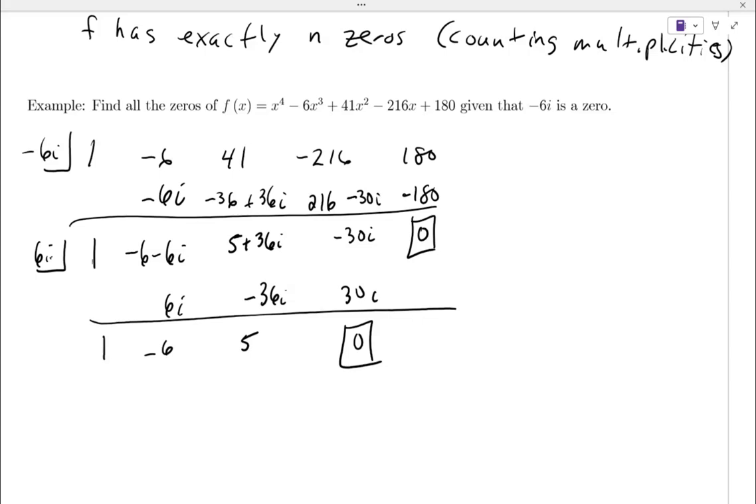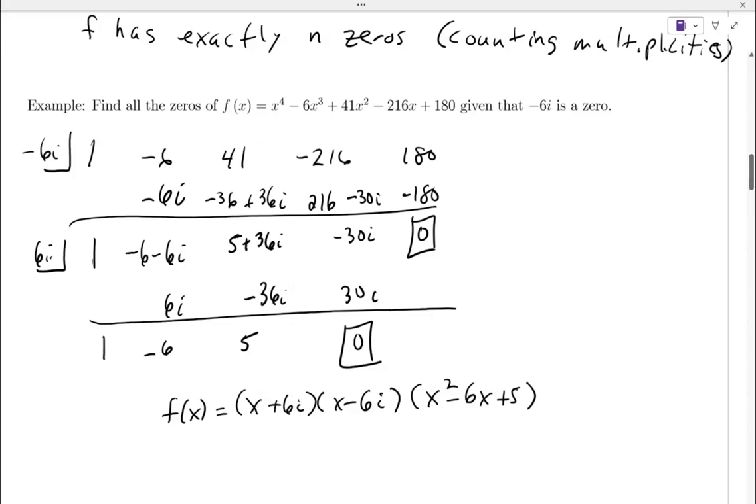We started with degree 4, now we're at degree 2, right? We've gotten to the point where we have f of x is x plus 6i times x minus 6i times x squared minus 6x plus 5. That's how that would factor so far. x minus the 0: x minus negative 6i, x minus 6i, and then these are the coefficients that are left. You see how this factors?